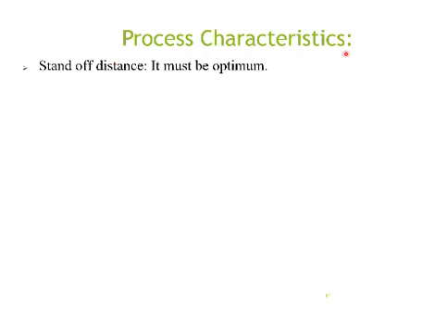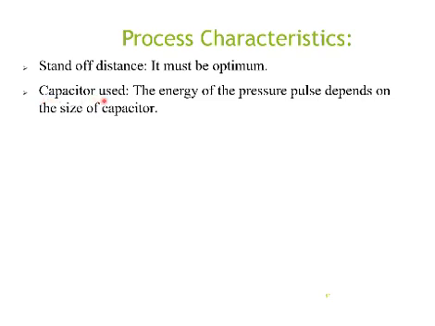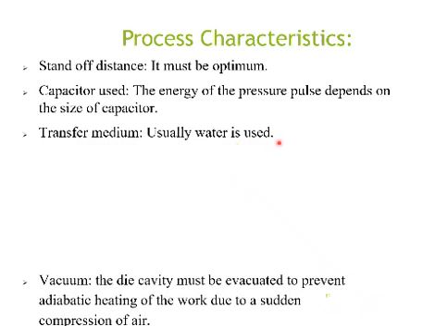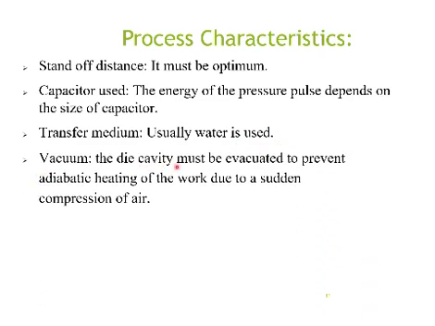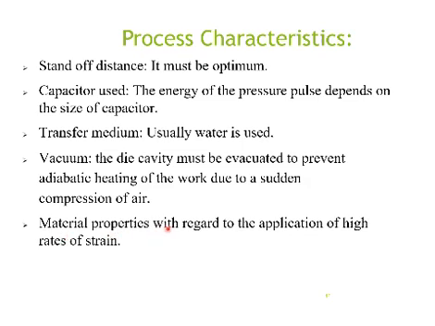The process characteristics are: standoff distance, which must be optimum. Capacitor used: the energy from the pressure pulse depends on the size of the capacitor. Transfer medium: usually water is used as the transferring medium. Vacuum: the die cavity must be evacuated to prevent adiabatic heating of the work due to sudden compression of the air. Material property with regard to application of high rate of strain.